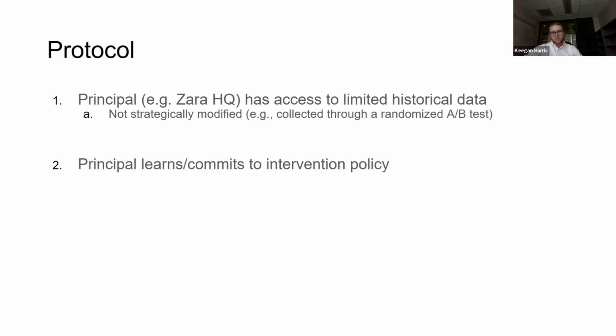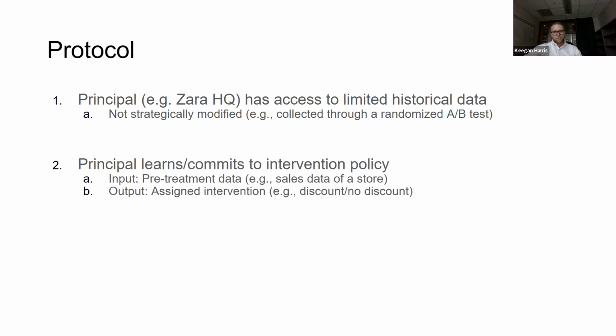So what is an intervention policy? Well, it's a mapping from pre-treatment data to assigned interventions. So sales data from a store to whether or not to assign that store a discount. Finally, new units arrive to be treated, and using our committed to intervention policy, we decide whether or not to treat them. And I guess the interesting thing here is that the pre-treatment data for these new units may be strategically modified somehow.